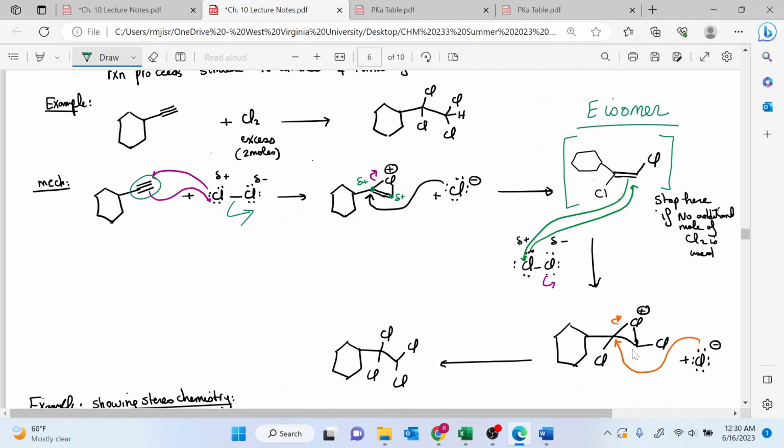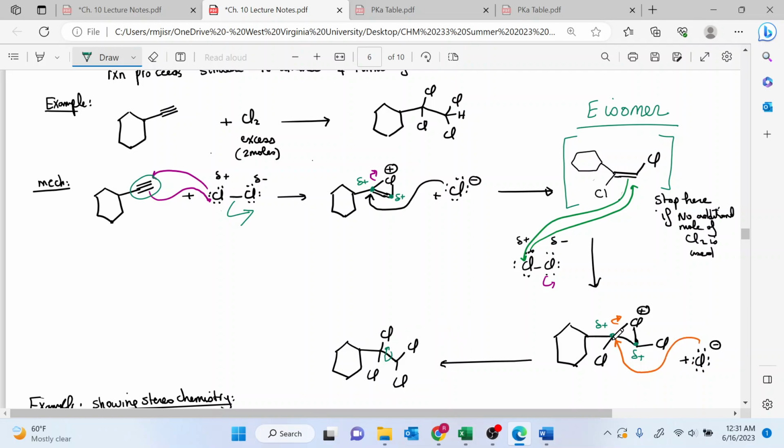And again, the plus charge will be distributed across every carbon in the cycle. And the chlorine is going to come and attack the most partial positive carbon, which is this carbon over here, and open the bond. But now I don't care because I have a single bond, and you know that I can have free rotation around the carbon single bond carbon, and I don't even need to consider any stereochemistry, especially because all the chlorines are the same as well.